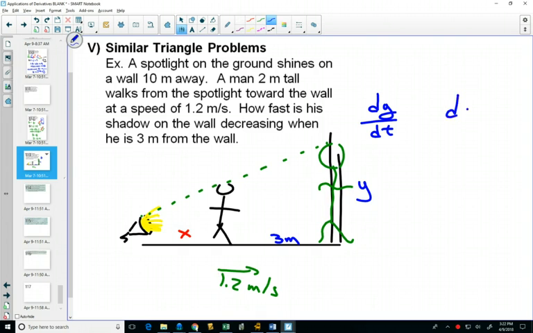dx/dt then is 1.2 meters per second. And we're going to try and find out how fast y is decreasing. x is the distance away from the light. So this question then becomes, what's dy/dt when x equals 7? If we had the x in the other place, we would say, what's dx/dt when x equals 3?